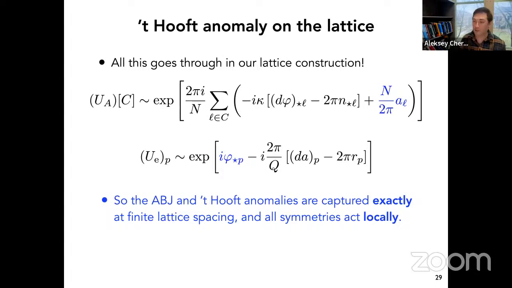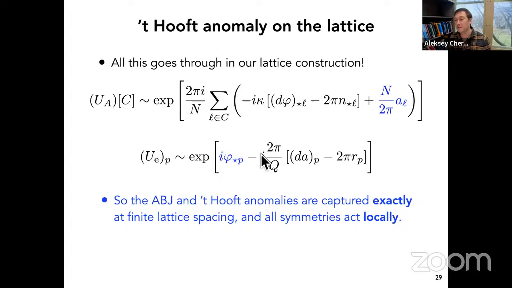So in this simplest example of a gauge theory in two dimensions with a massless fermion, we have successfully reproduced both the ABJ anomaly and all of its 't Hooft anomalies for internal symmetries exactly at finite lattice spacing. And all of the symmetries act as locally on the lattice as they do in the continuum. So if you went back 5 years ago and you asked people if this is possible, I think they might have said no. The only reason we were able to succeed is by leveraging a series of wonderful papers by other people to do it, but they're all fairly recent.